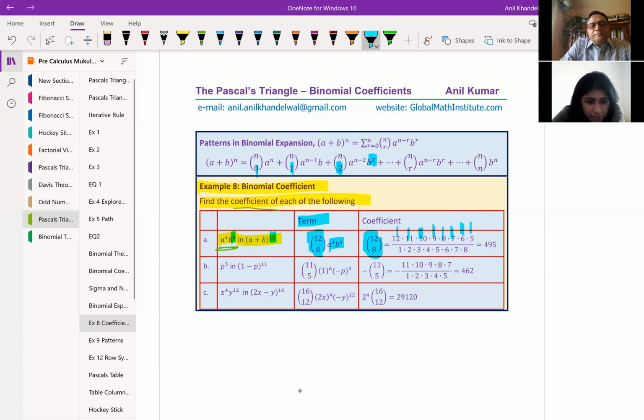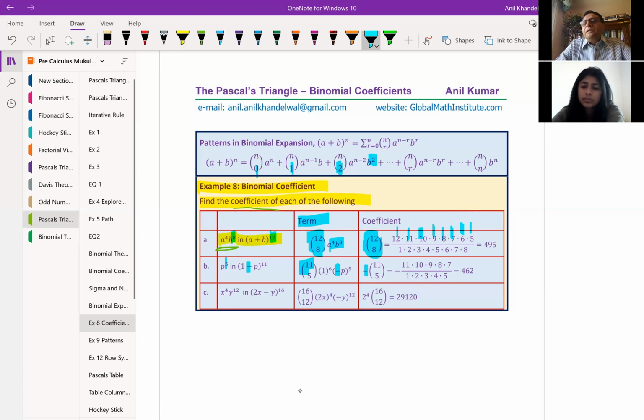So p to the 5 in (1 minus p) to the power of 11. Correct. Now in this case, the coefficient is still 11C5, right? So p to the power of 5, because it is 1 and p. So the number 1 is the a part, and we are given the b part, correct? Now remember, p is with a negative sign. Since it is a negative sign and the power is 5, a negative number to an odd power will give you a negative answer, and therefore the coefficient will be negative. So it is important to look into the term to get the right answer.